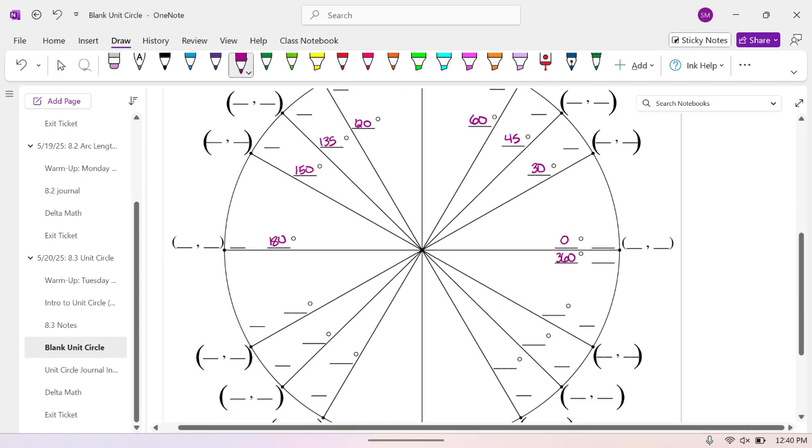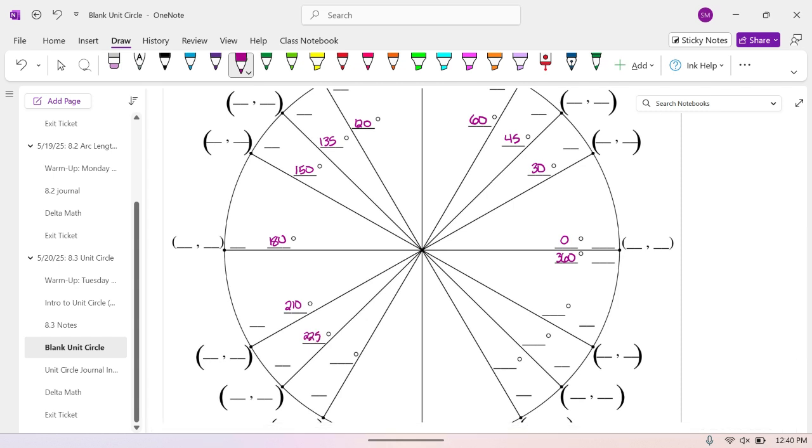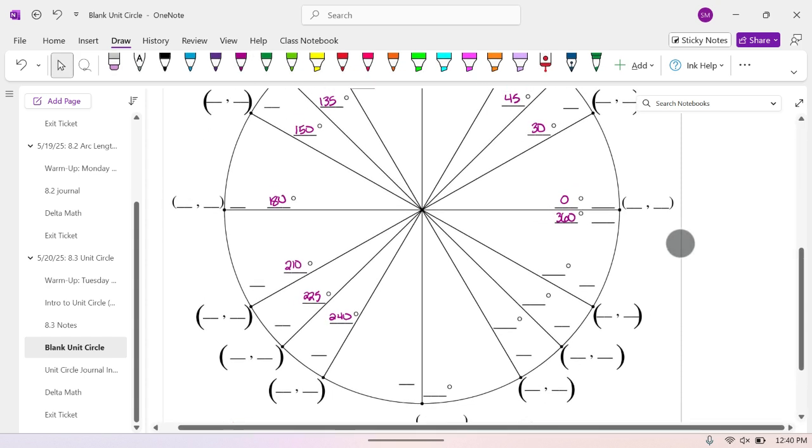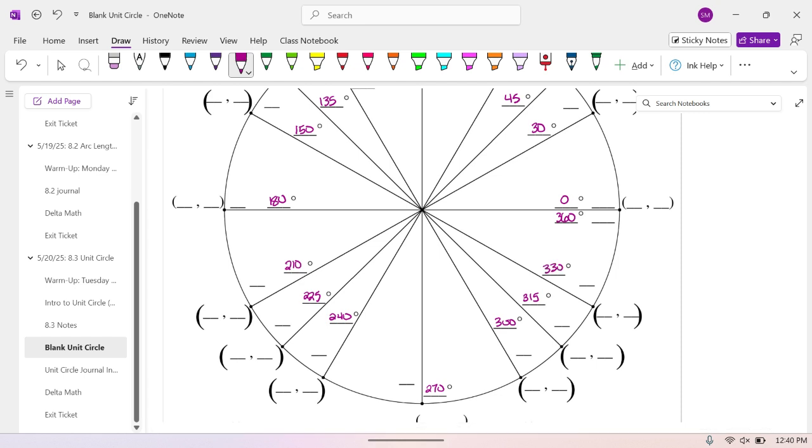Then we have 210, 225, 240, 270, 300, 315, 330. Then it ends at 360. So those are all of our degrees.